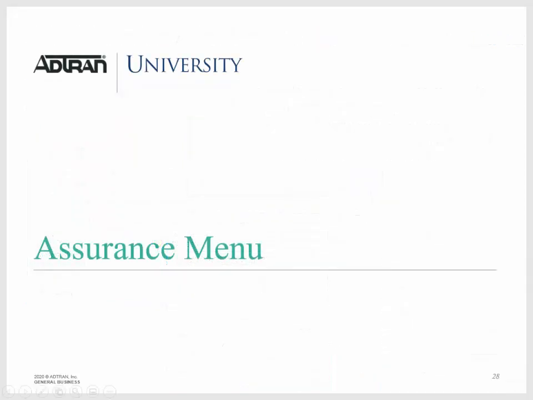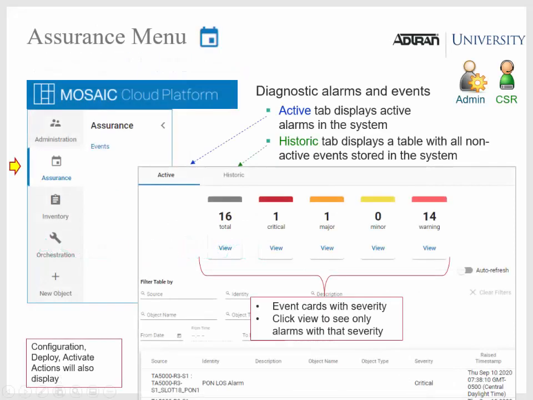The assurance menu. The assurance screen displays diagnostic information about the system.